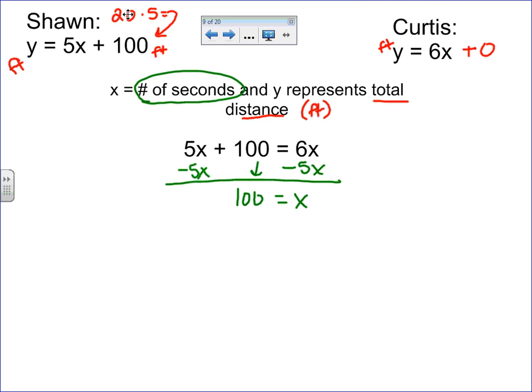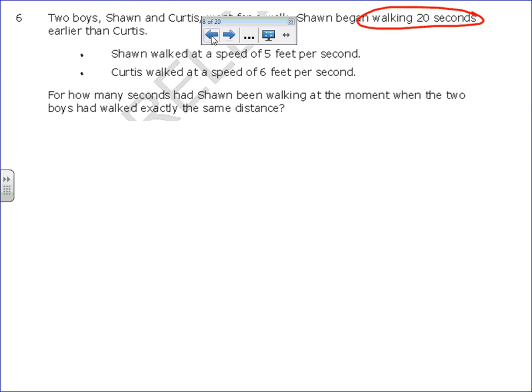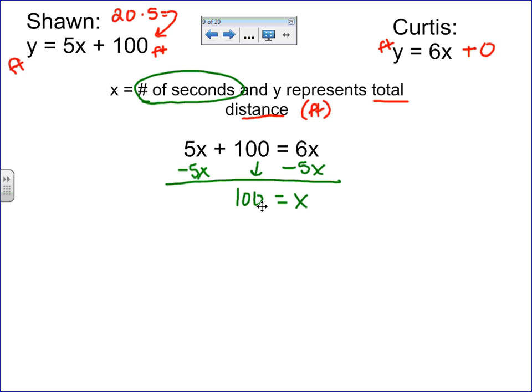20. Okay, so when the question says, how many seconds had Sean been walking at the moment when the two boys had walked the same distance, that was after 100 seconds. So Curtis had been walking 100 seconds, Sean had been walking 100 seconds, plus the 20 head start. So how long had Sean total been walking when they got the same amount of feet? 120 seconds.